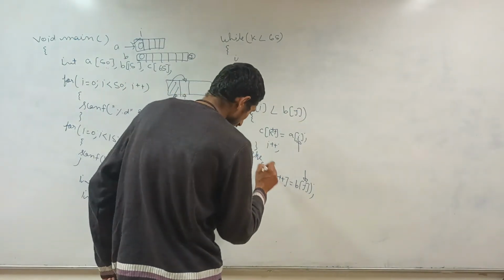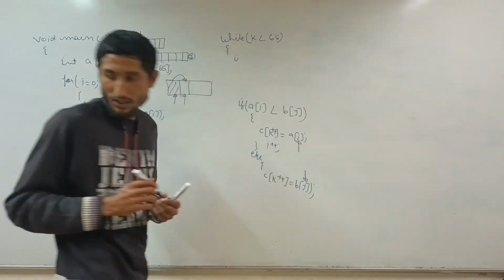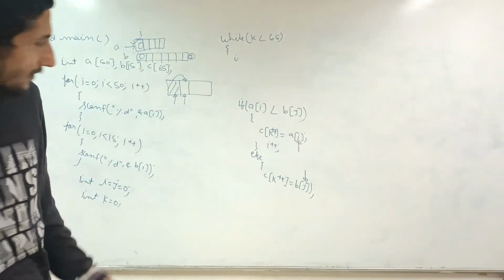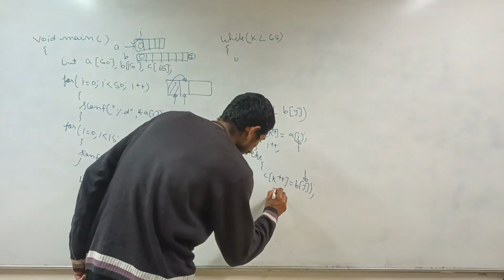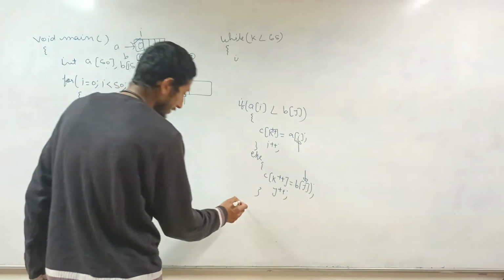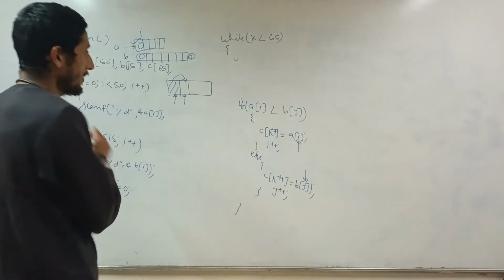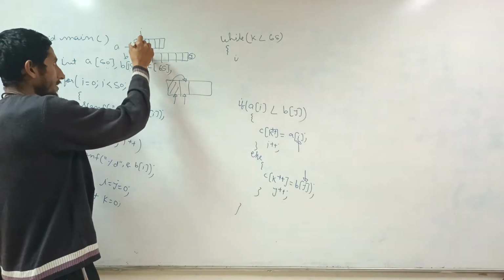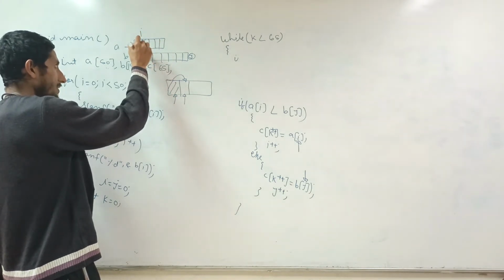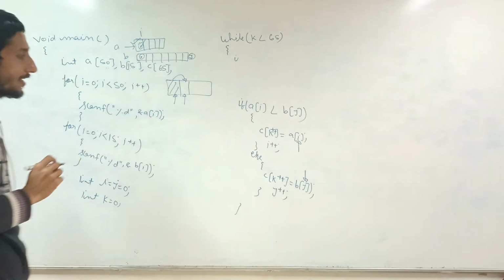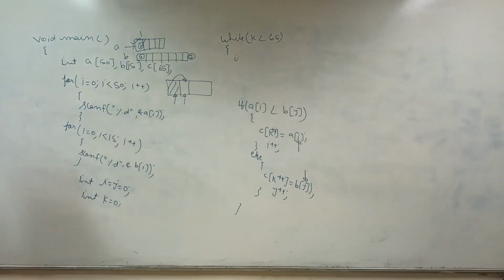Let me write the condition first. And then let me write j plus plus like this. And let me end the loop. So what will happen? If this one is smaller, then the element will come from this array. If this one is smaller, the element will come from this array. After iterating the loop, what is going to happen?